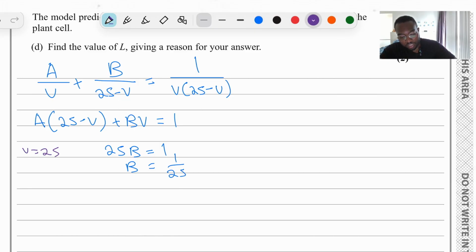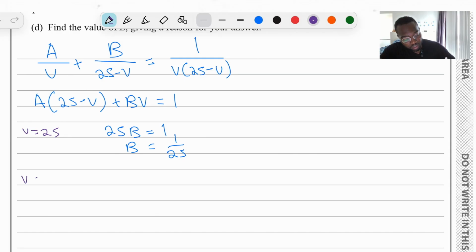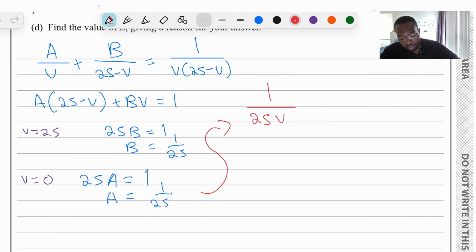And then secondly, let's make v 0, that cancels out the b. Therefore, we're left with 25a is equal to 1, so a is also equal to 1 over 25. Therefore, to express it in partial fractions, it would be 1 over 25v plus 1 over 25 times 25 minus v.